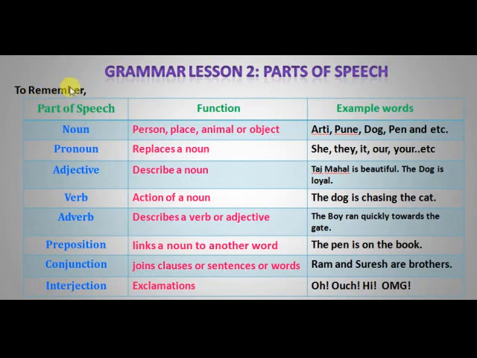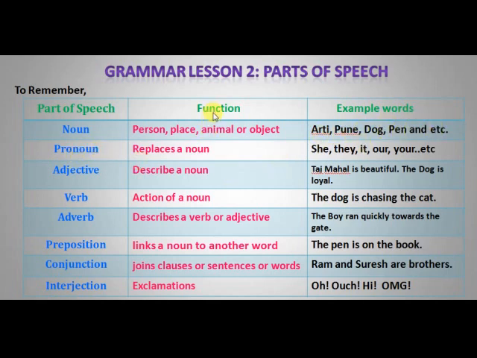So let us now take a quick revision of what we had learned today in grammar lesson 2, parts of speech. Here I have given you a small table where there are parts of speech, their functions, and some example words. The parts of speech are noun, pronoun, adjective, verb, adverb, preposition, conjunction, and interjection. I have not included the articles here. Next are the functions. The function of the noun is that it's the name of a person, place, animal, or object. Example words are Arti, Pune, dog, pen, etc.